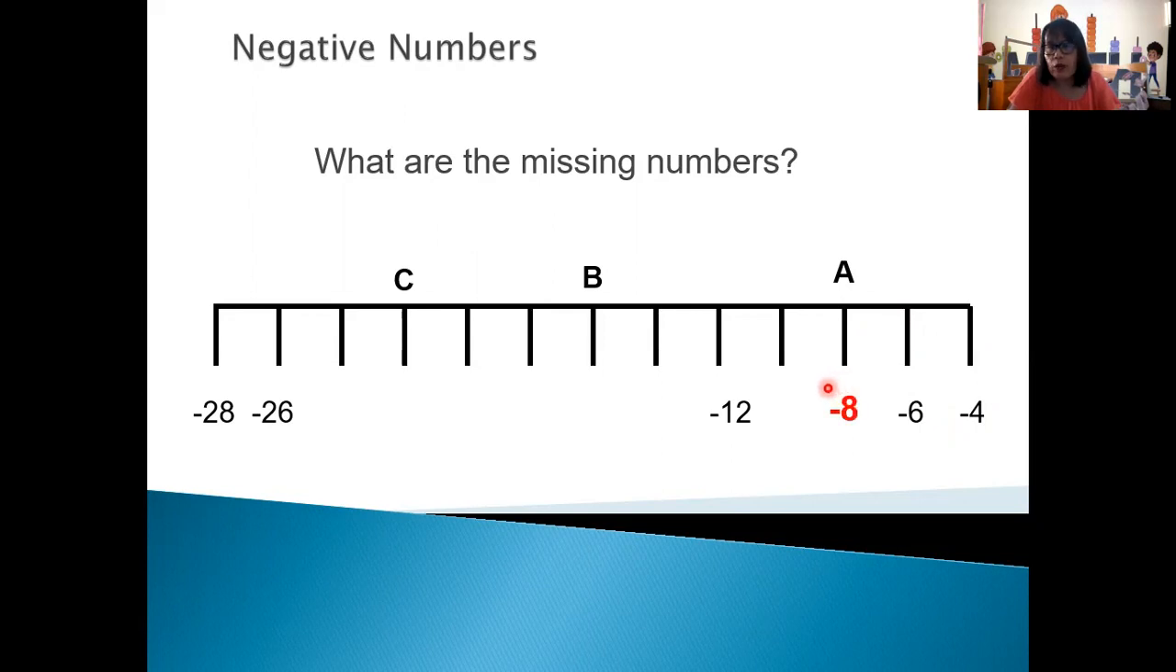So if we keep on counting, that is -8. So this line is -10, and then -12, -14, -16. So B is -16. And what is C? So let's continue counting in twos. So -16, -18, -20, and -22. Therefore, C is -22, because we are counting in twos. Okay? Now, let's go to the next slide.